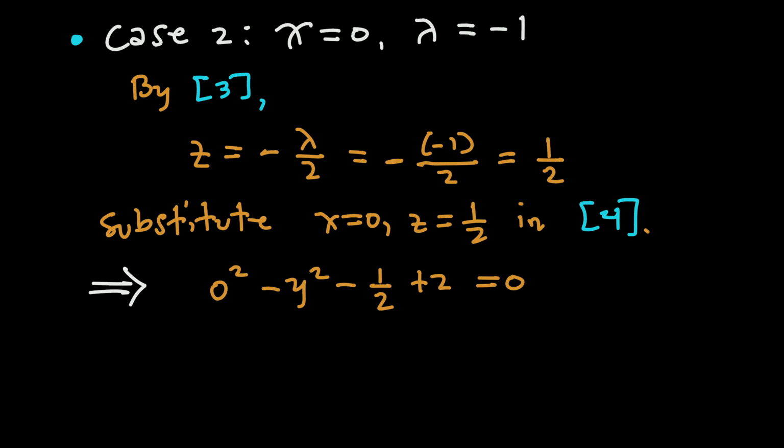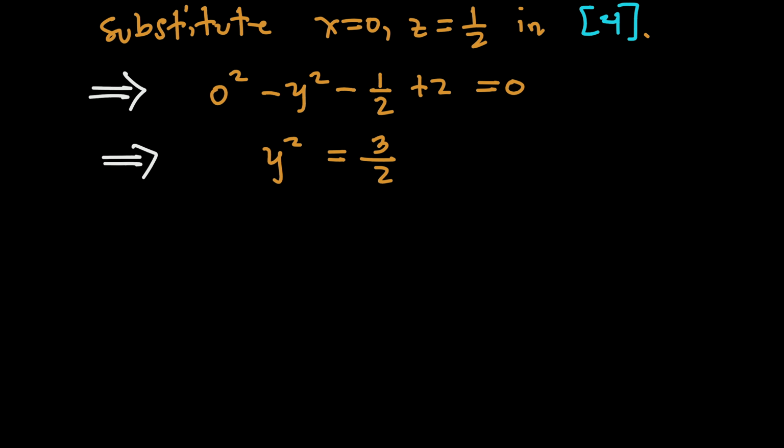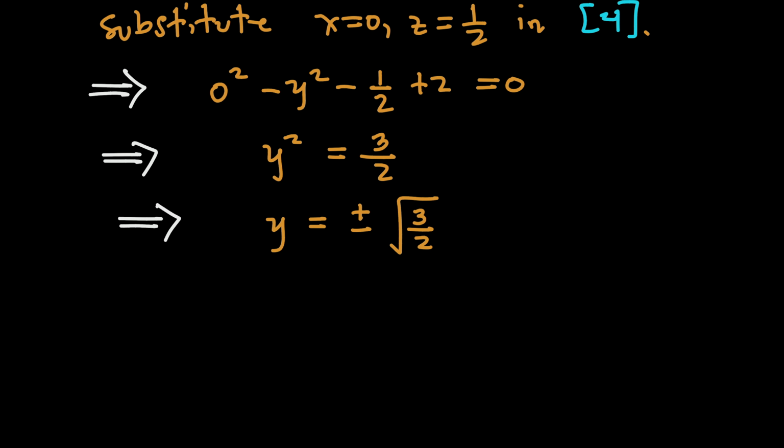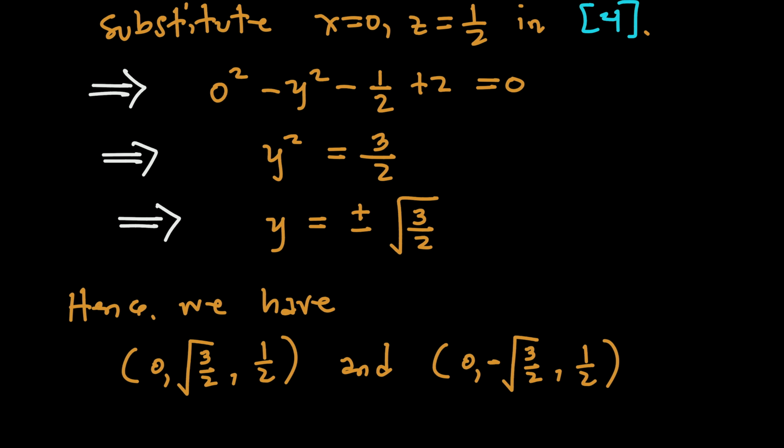And hence we can simplify this one to y squared equal to 3 over 2, which gives us the possible value of y, which is positive negative square root of 3 over 2. Hence we have these critical points: x equals 0, z equals 1/2, and y is equal to positive negative square root of 3 over 2.